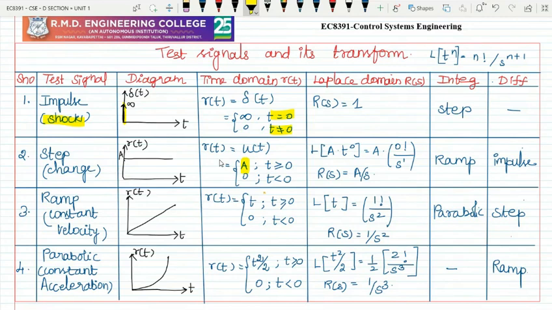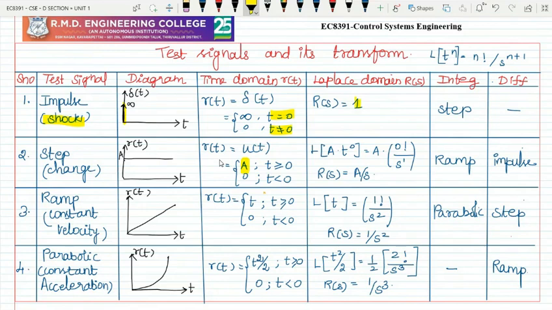So this is a way of representing the test signals in terms of time domain. Then we have to take the Laplace domain for the particular signals. When we take the Laplace transform for the impulse signal, it has a short width and unity area, so it is always a constant. The R(s) value will be 1 for the impulse signal.